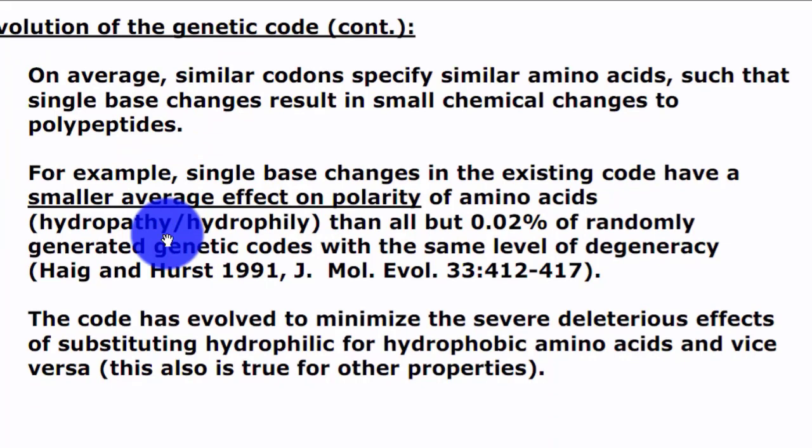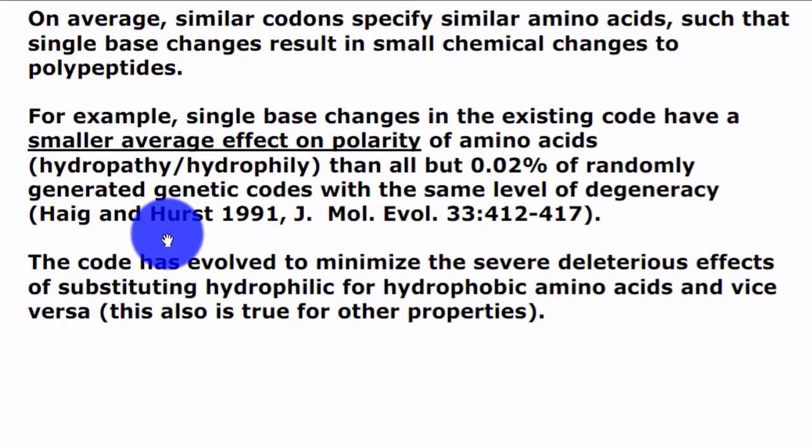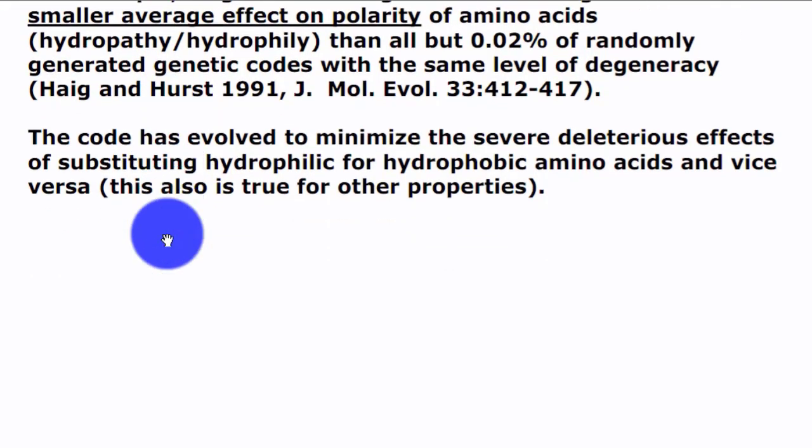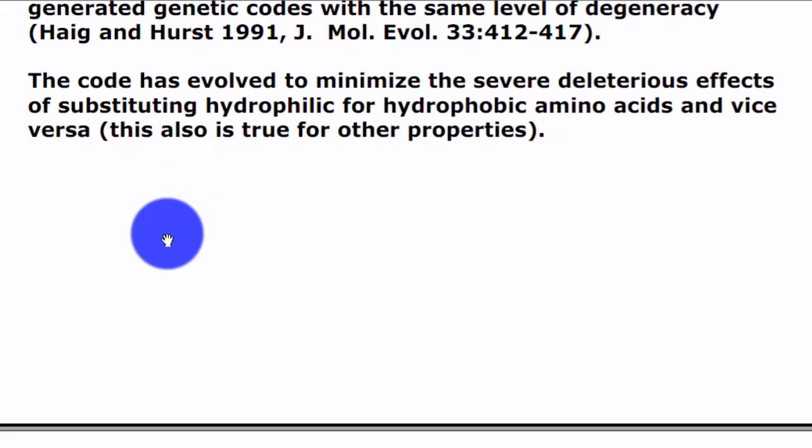Evolution of the genetic code. On average, similar codons specify similar amino acids, so single base changes result in small chemical changes to the polypeptide. For example, single base changes in the existing code have a smaller average effect on polarity of amino acids. The code has evolved to minimize the severe deleterious effect of substituting hydrophilic for hydrophobic amino acids.